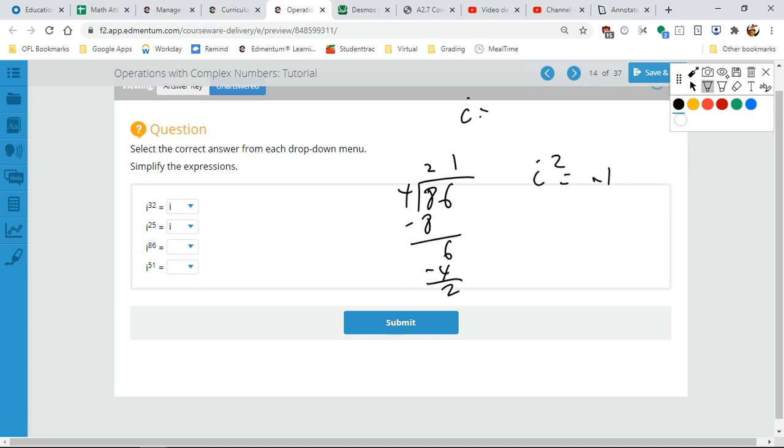So just remember, i is the square root of -1. That way, if you forget, if you do i squared, you don't have to memorize the table. You're just like, oh, i squared, that's just the square root of -1 times the square root of -1. The square roots would cancel, and you just end up getting -1.